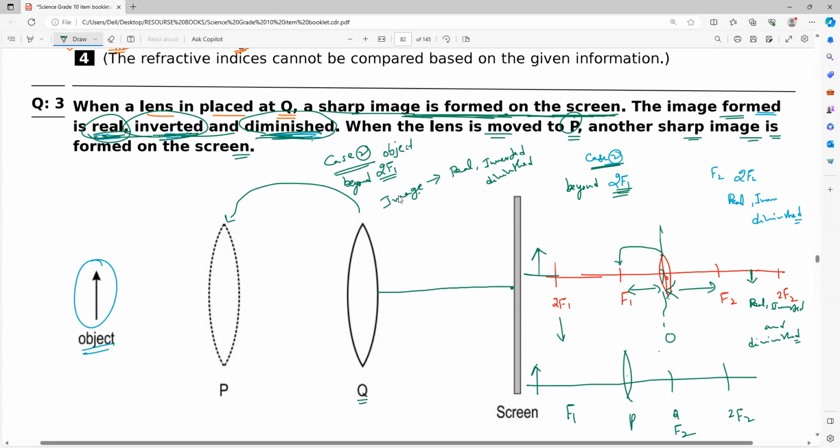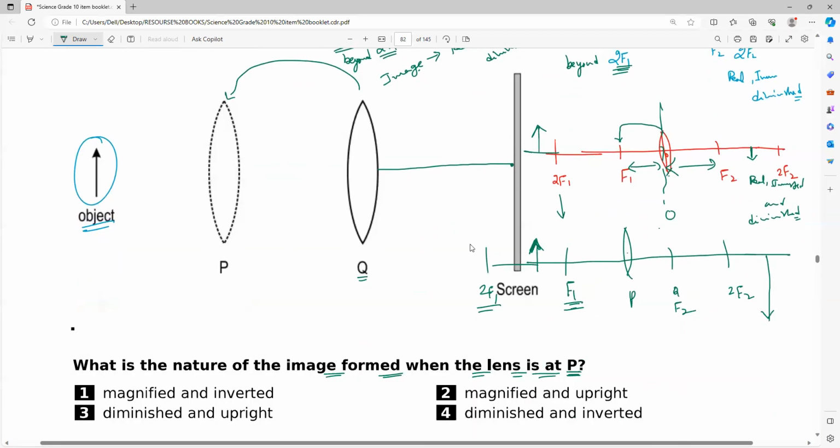All of you understand? So now what is happening? The object is still there. Now F1 is here, so 2F1 will be somewhere behind. The object is at the same position. Now the object is between F1 and 2F1, so where will the image form? Beyond 2F2. So the characteristics are real, inverted, and as well as what? Magnified image. Okay, that is what you have to remember.